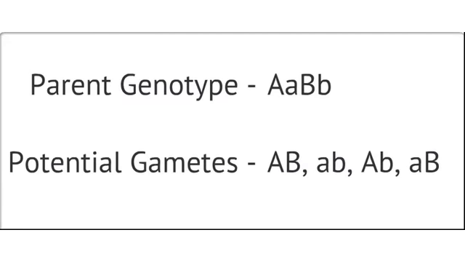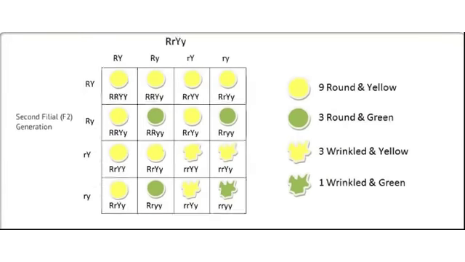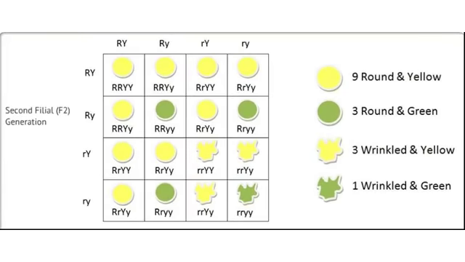As an example, if a parent is heterozygous for two genes, the A gene and the B gene, when that parent forms gametes, we expect equal frequencies of the gametes: capital A and capital B, little a and little b, capital A and little b, little a and capital B. This is what Mendel saw, and this was the reason for the 9:3:3:1 ratio that he saw in his dihybrid cross.